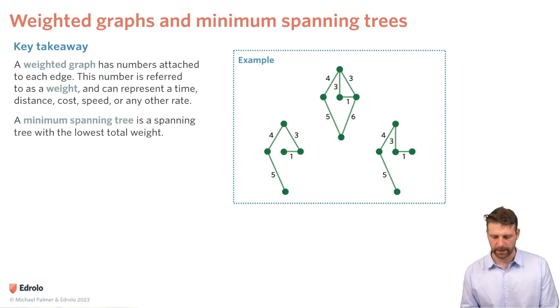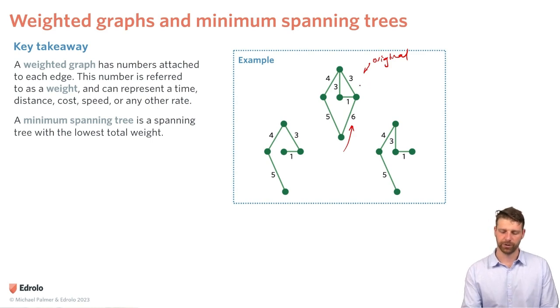So I've got an example here, and we've got our original graph up the top, and I've shown 2 examples of spanning trees here. So if we ditch this edge here with 6, and we choose one of these edges of 3, then we can get one of these graphs. So both of these are minimum spanning trees of the original.